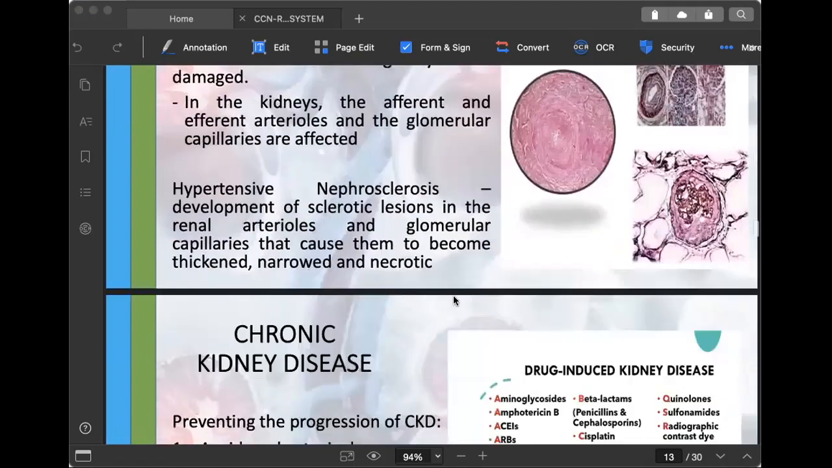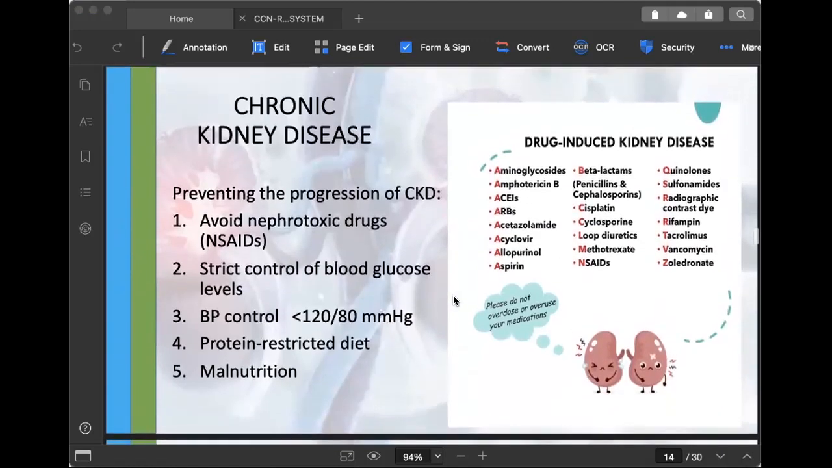Okay. And moving on here to the next part, these are your chronic kidney disease concerns. A while ago, we mentioned to you your nephrotoxic drugs such as your NSAIDs, your high-level antibiotics, and glycosides. Other things that we should do to prevent the progression of your CKD are strict control of your blood glucose level, control also of your blood pressure, a protein restriction diet, as well as prevention of malnutrition.